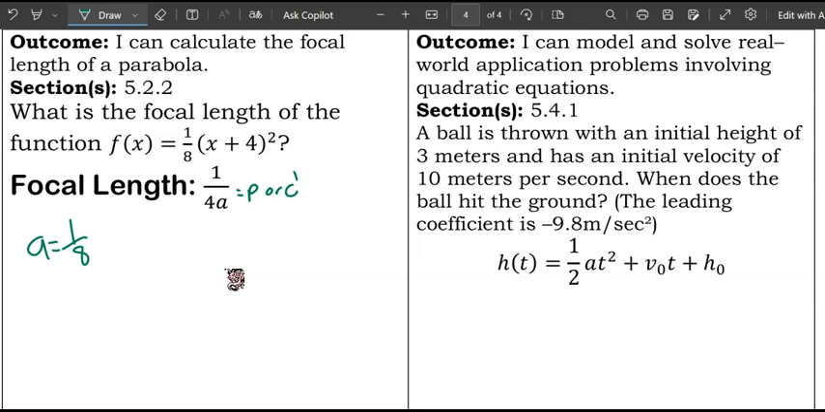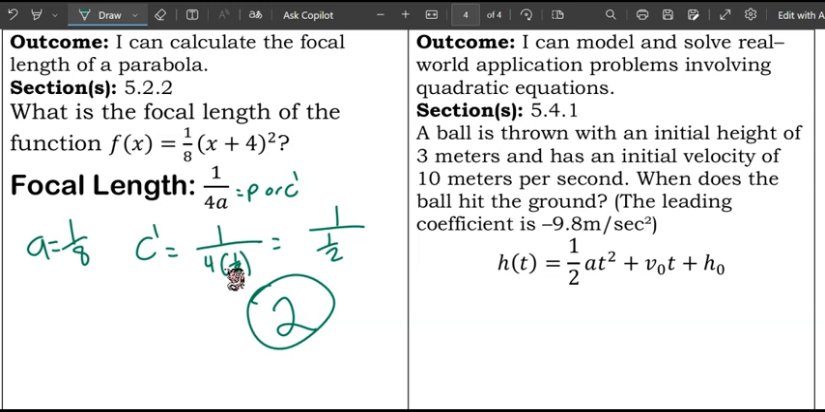Let's plug this in. We have 1 over 1/2. So 1/2 goes into 1 2 times. Your focal length is 2.